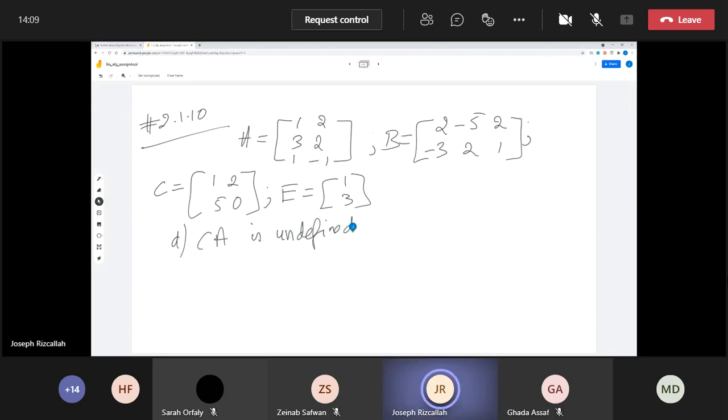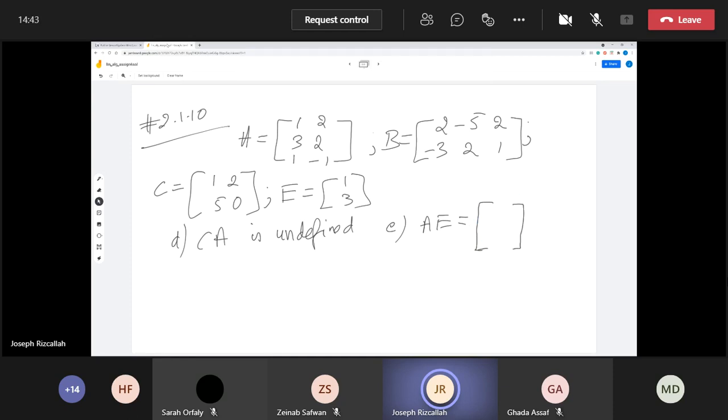Okay, and then we have AE. This is part E. AE, yeah, this is defined, right? Because A has 2 columns and E has 2 rows. So this is defined, and we're going to get a 3 by 1 matrix. So let's prepare room for this 3 by 1.